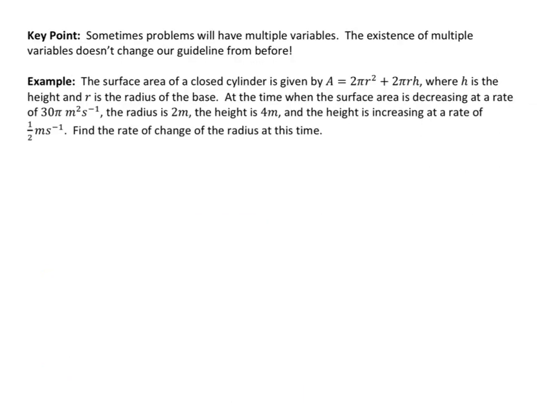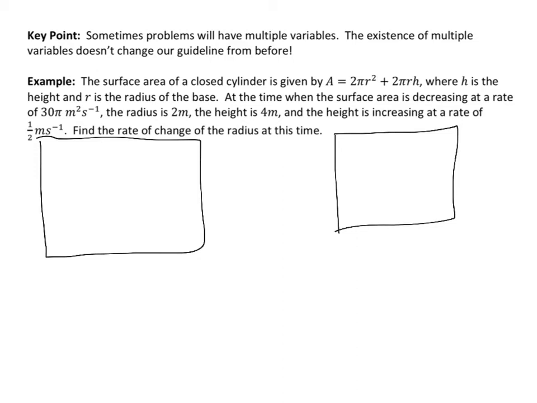So it's worth noting that sometimes problems are going to have multiple variables, like a radius and a height. And I want to point out to you that the existence of multiple variables really doesn't change the guideline from before. So I want to show you through this example that we're going to do the same thing. We're going to start with a list of the variables that we know, and a statement of the quantity that I want to find. And then down here, we're going to write down the equations that link the rates, and then we'll solve that. Okay? So this example says the surface area of a closed cylinder is given by that formula.